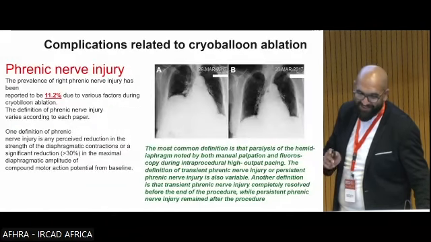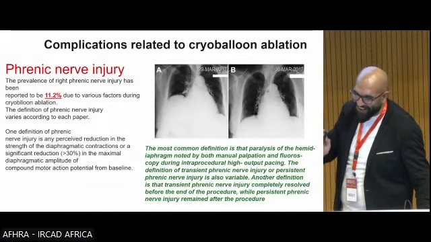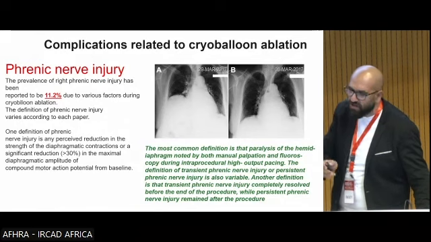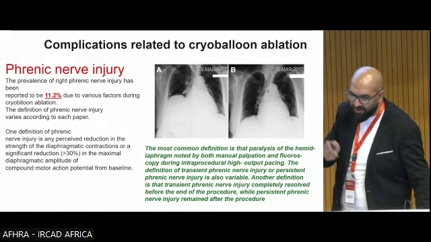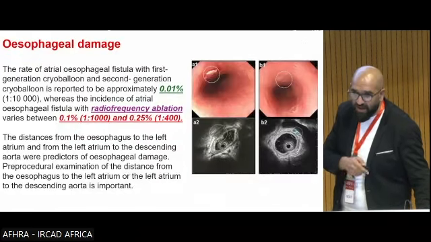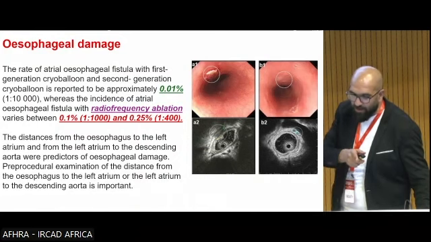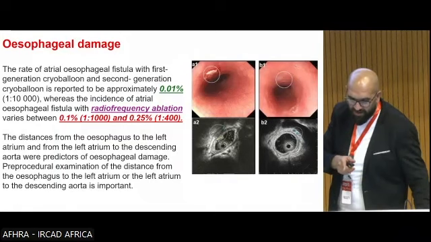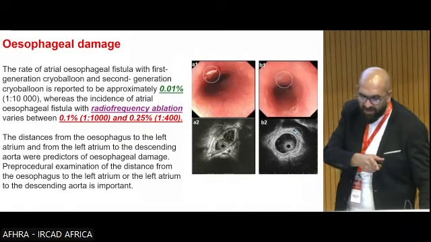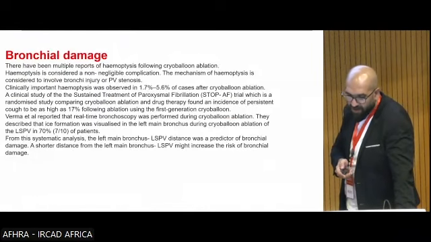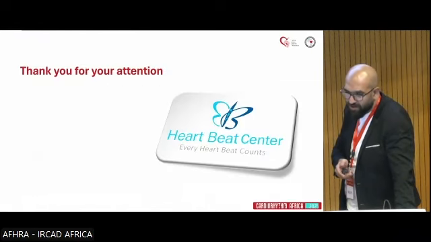No time. Okay, phrenic complication, the last slide. We have complications related to cryoablation: phrenic nerve injury, as my colleague said. Esophageal damage in cryoablation is 0.001, and in radiofrequency ablation 10 times more. Pulmonary venous stenosis is also very rare. And the bronchial damage is 40. Thank you.